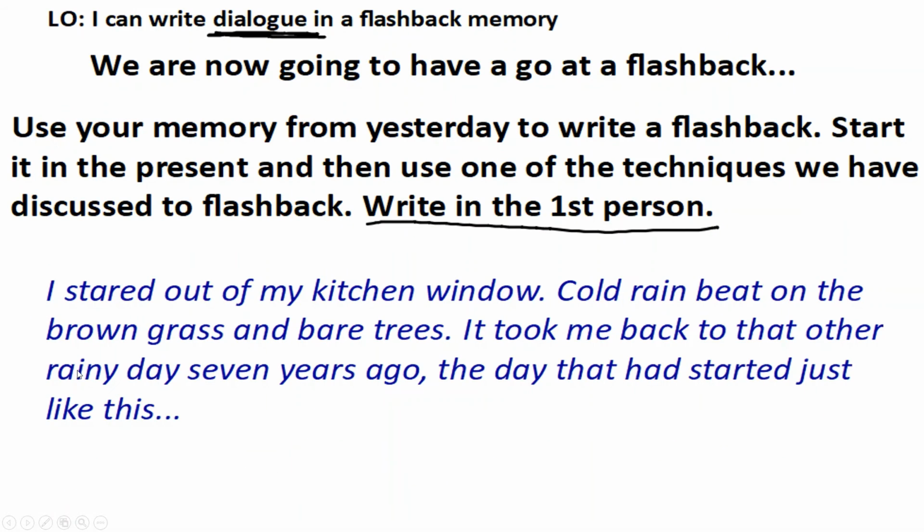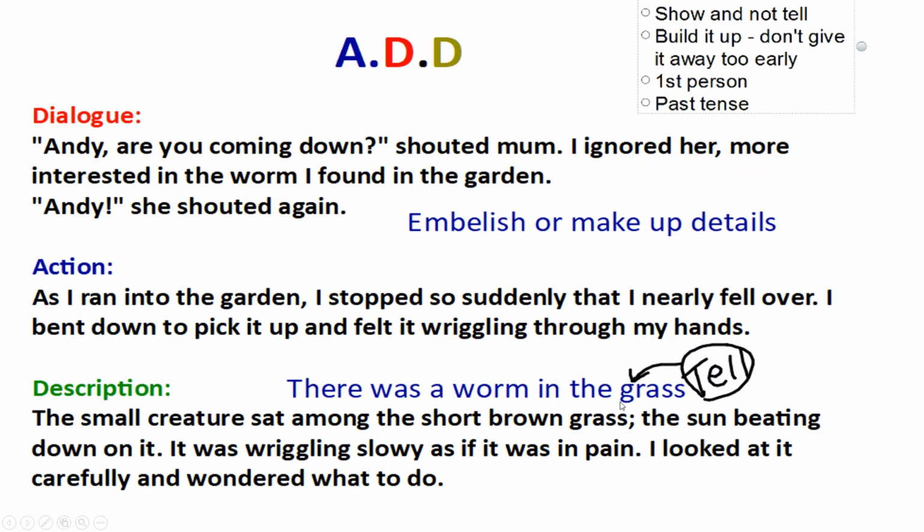Now, obviously you can tell there was a worm on the grass. So with this one here, the day that had started just like this. The small creature sat among the short brown grass, the sun beating down on it. It was wriggling slowly as if it was in pain.